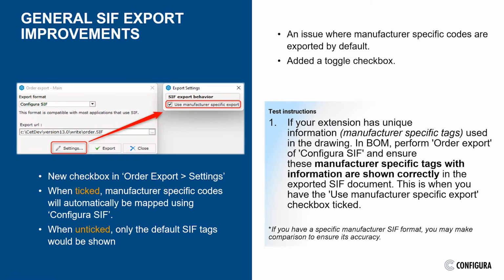Now, for example, if you have a manufacturer specific format, for example, manufacturer A CIF, you can also try exporting that and compare it against Configura CIF with the checkbox ticked, because it should show the same thing, all right? You may want to make a comparison to ensure its accuracy if you have a specific manufacturer CIF format.